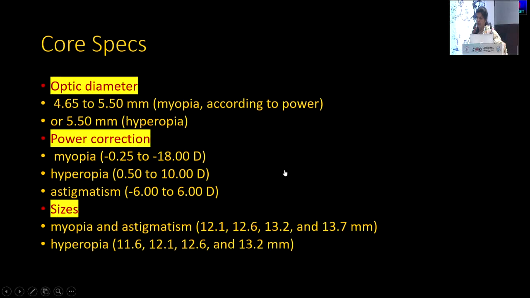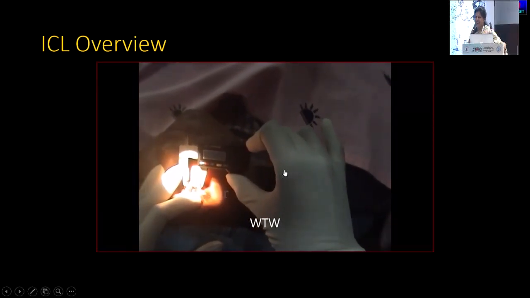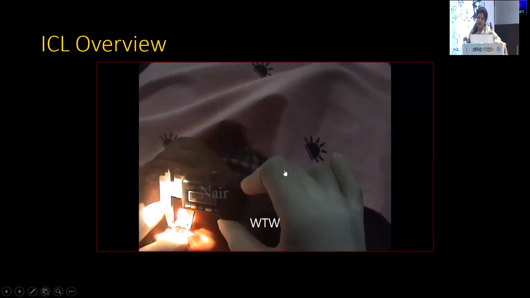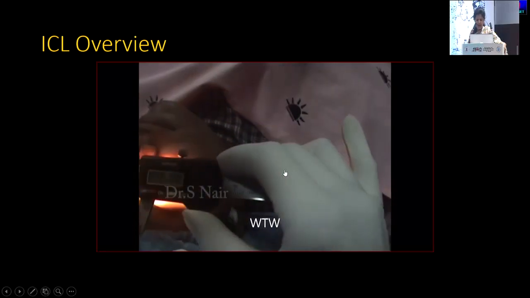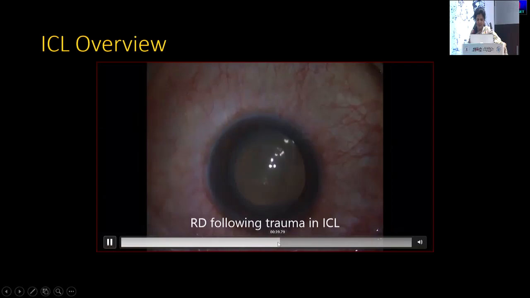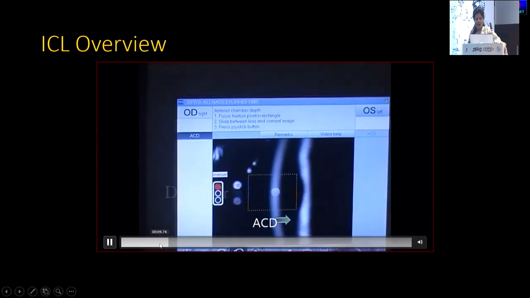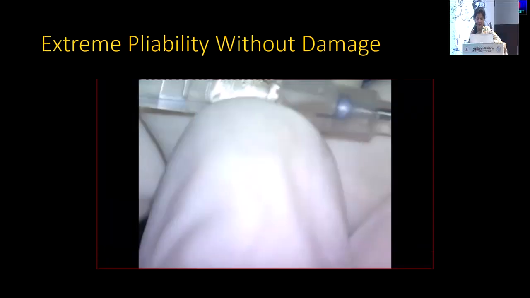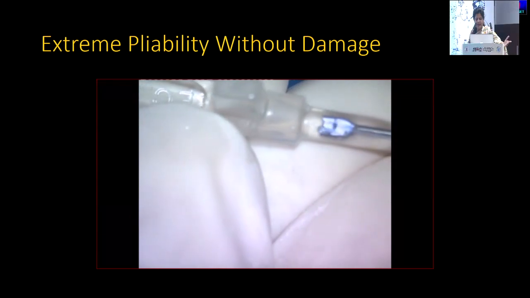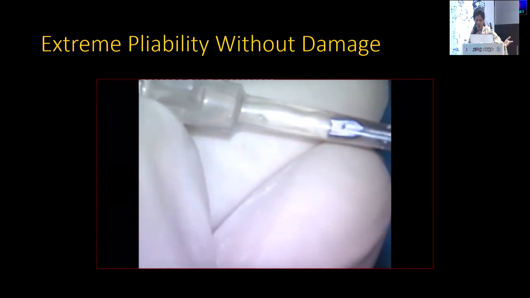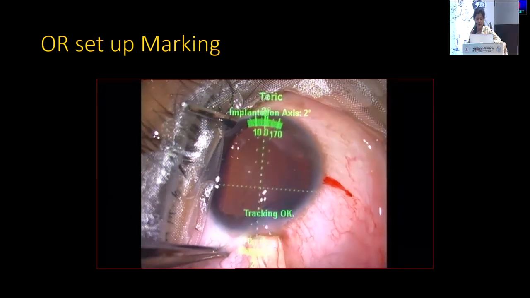These are the optic parameters that we have. And of course, all the measurements need to be right. So the white to white, or whether you're going for the anterior chamber depth, it has to be very accurately measured. Then the lens is a pliable material. How you draw in, all that is very important to give good results.